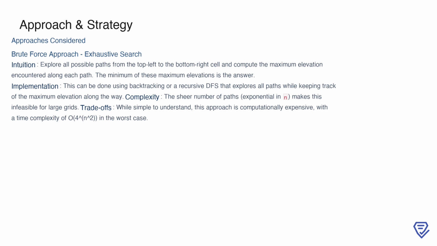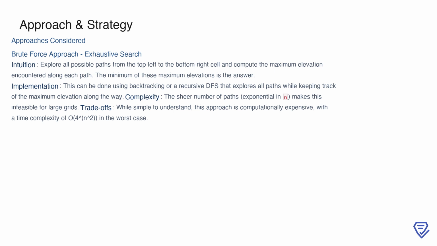This can be implemented using backtracking or a recursive depth-first search that keeps track of the maximum elevation encountered along the way. However, the problem with this approach is its computational cost. The number of possible paths grows exponentially with the size of the grid, leading to a time complexity of O(4^(n^2)) in the worst case.